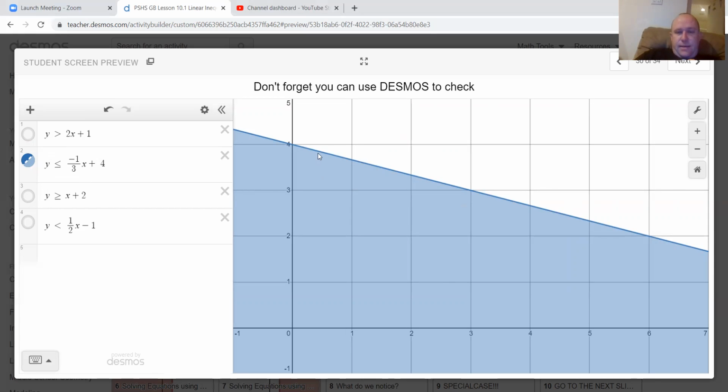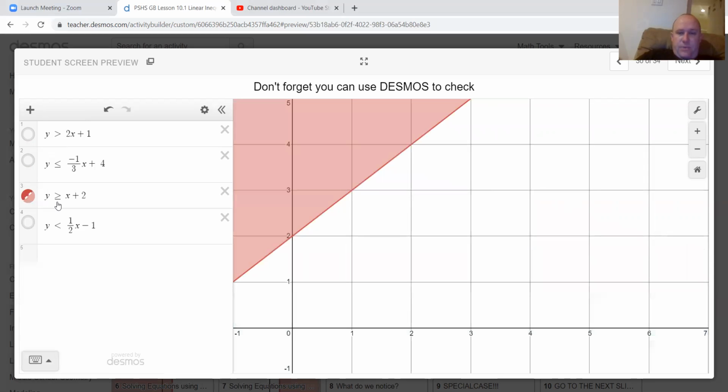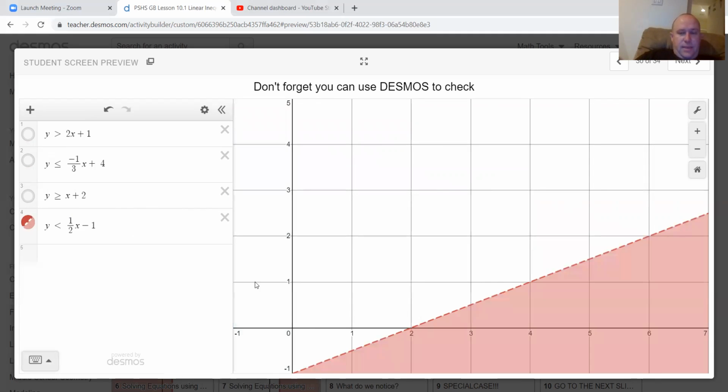And for the less than, as it starts with y equals, it's going to be below the line, but we always want to type it into Desmos just to check. I was expecting a solid line because of the equals, and greater than, you can see that it's shaded above. And for the last one, less than, notice I got the dotted line here because it's not equal to, and also that it's shaded below the line.